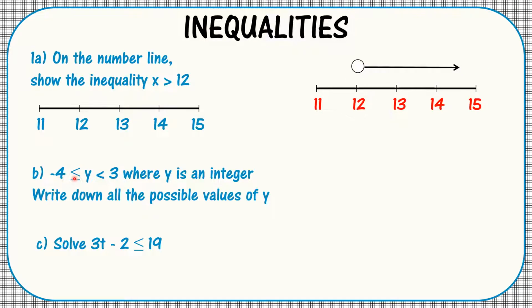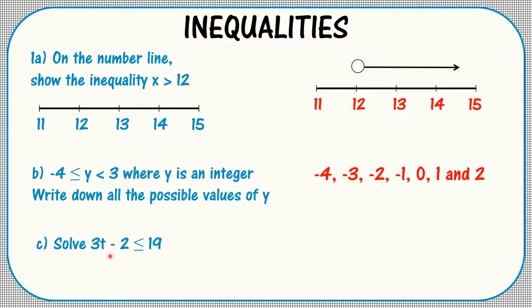Minus 4 is less than or equal to y, and y is less than 3. Where y is an integer, write down all the possible values of y. We know that y is greater than or equal to minus 4, so we will include minus 4. We'll include minus 3, minus 2, minus 1, 0, 1, and 2. We will not include the value of 3 because y is less than 3. Y is not less than or equal to 3.